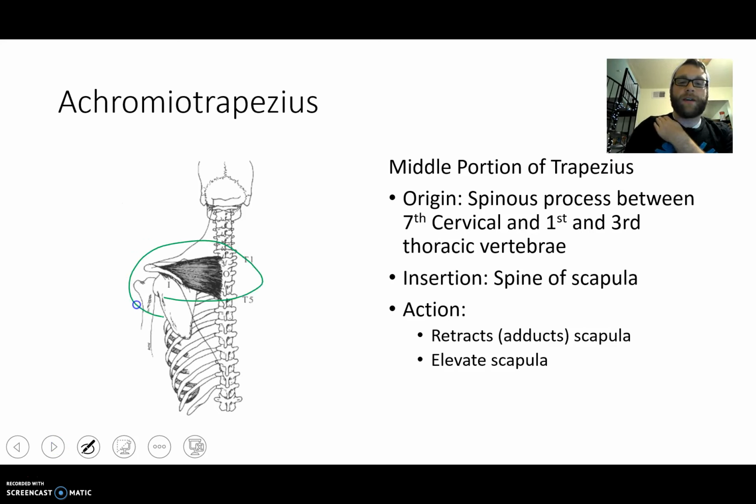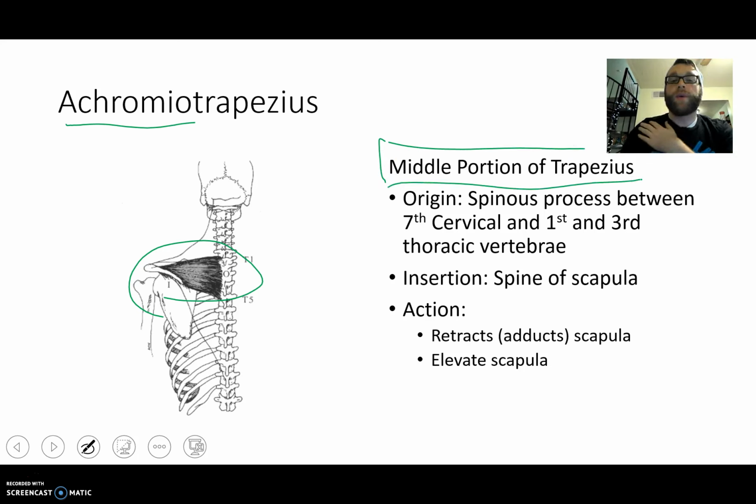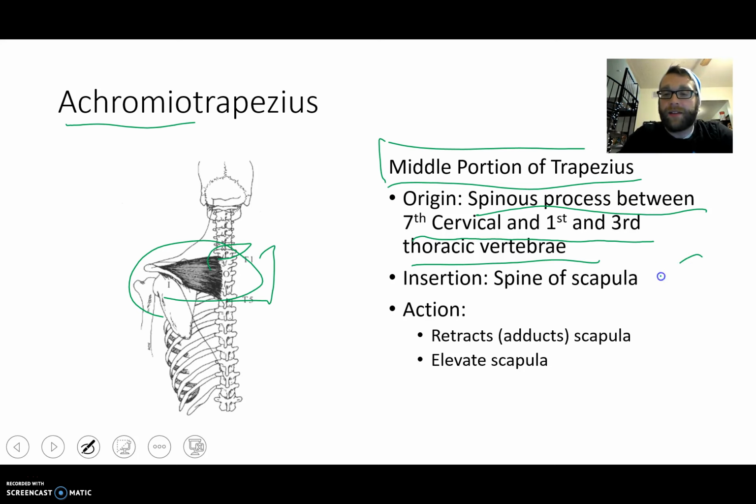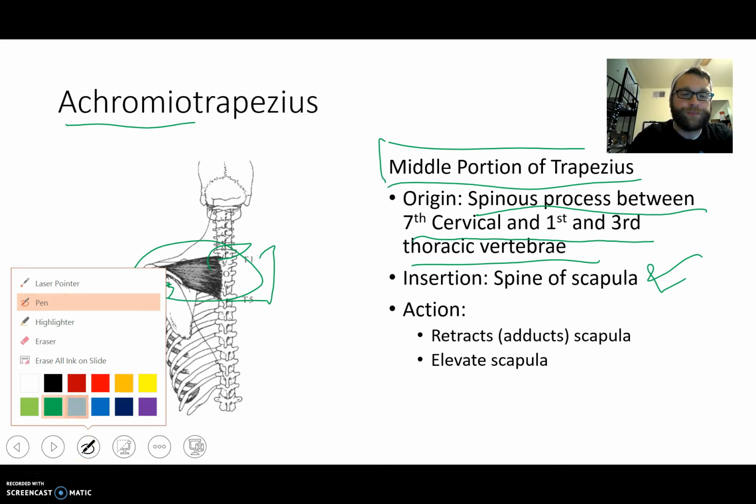Next part, acromiotrapezius. This is the part of the trapezius that deals with the acromion process of the scapula. It's the middle portion of your trapezius, the center part. With your acromiotrapezius, its origin is the spinous process between the 7th cervical and 1st through 3rd thoracic vertebra. So if you look here, this cervical vertebra, T1 through T3, you're going to find it here. It inserts on the spine of the scapula. So if you look here, that's the spine of the scapula.